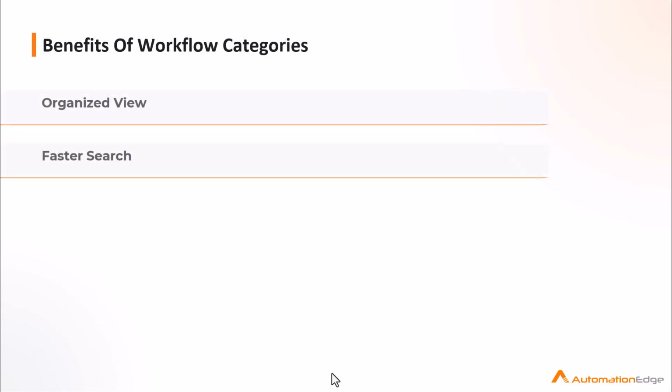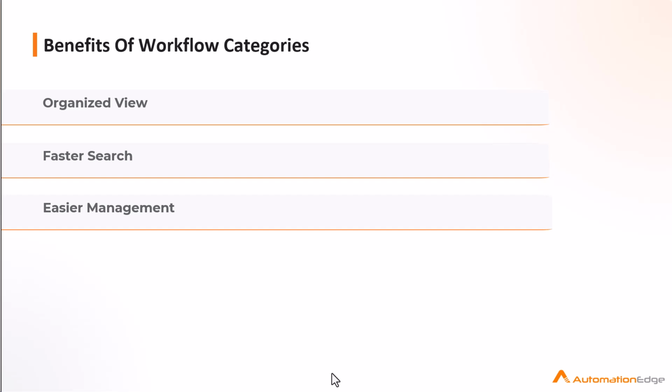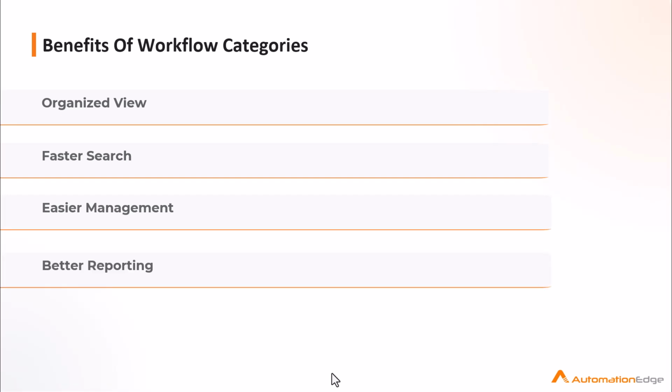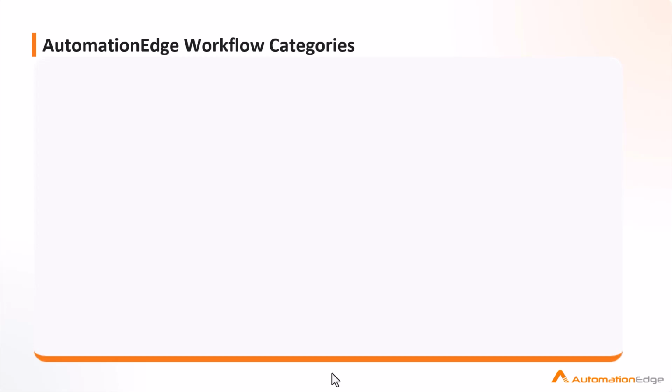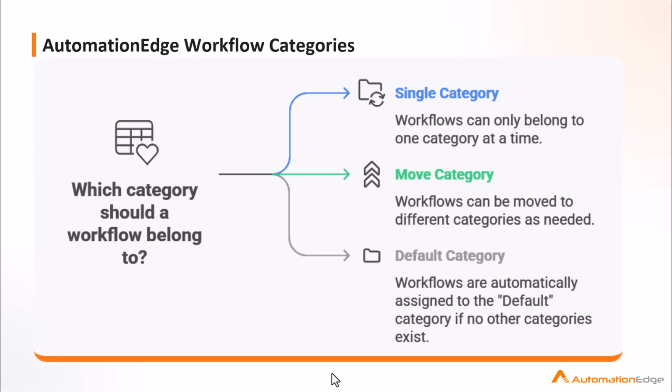Organized view, faster search, easier management. Finance teams manage finance workflows. HR teams manage HR workflows. Better reporting, track performance, usage, and success rates by category. And better permission management. Each workflow belongs to only one category at a time, but you can always move it to a different category later. Automation Edge automatically provides a default category, so even if you haven't created any custom categories yet, your workflows always have a home.